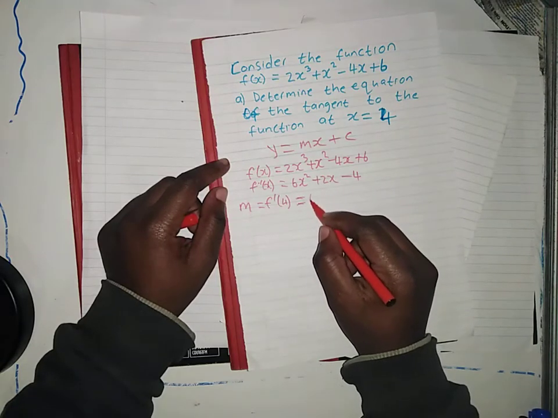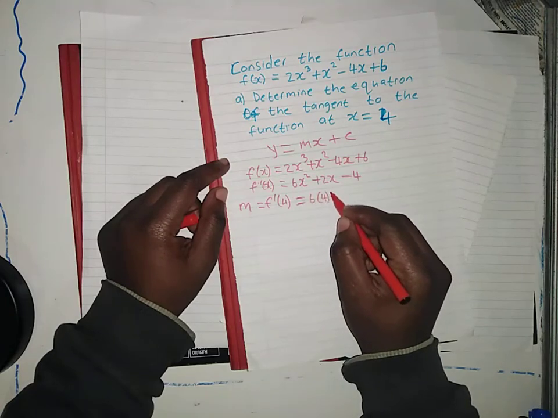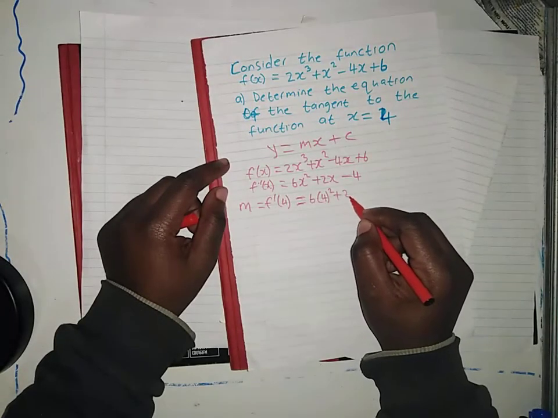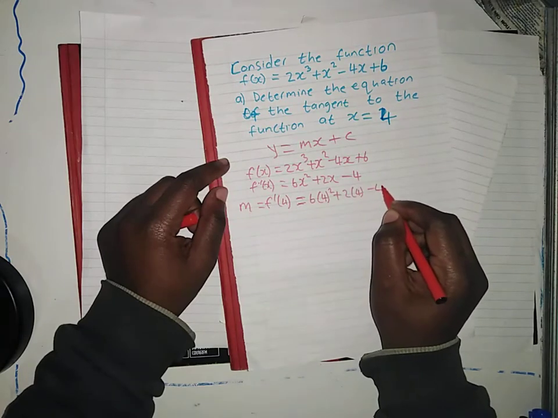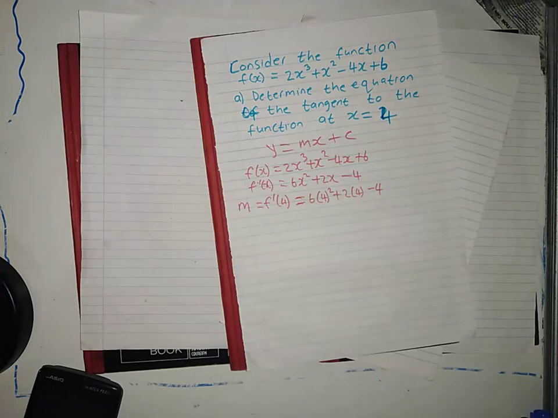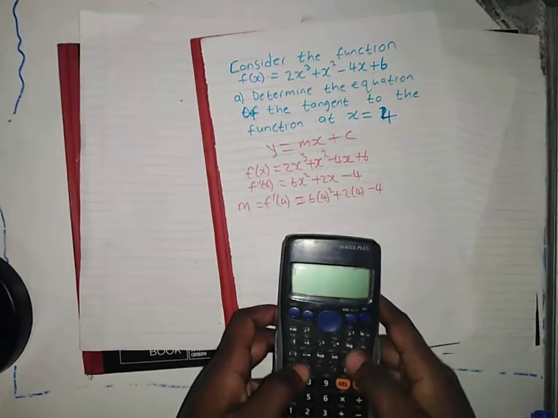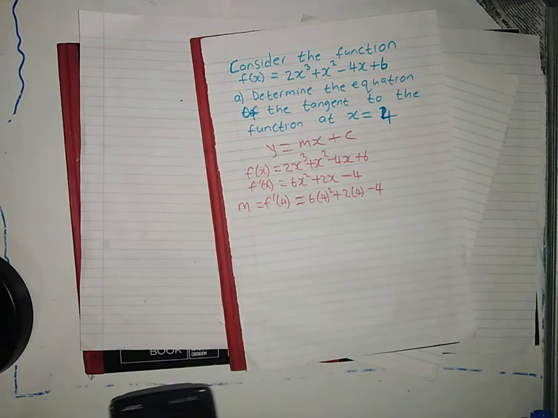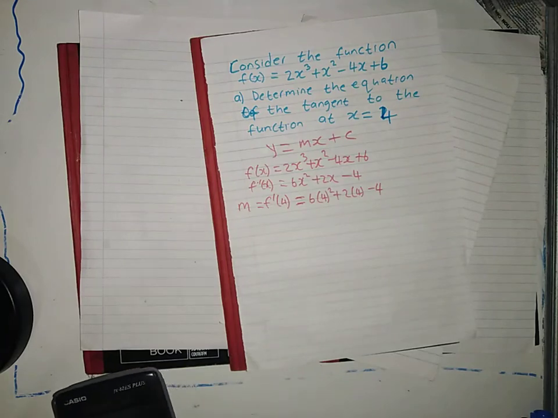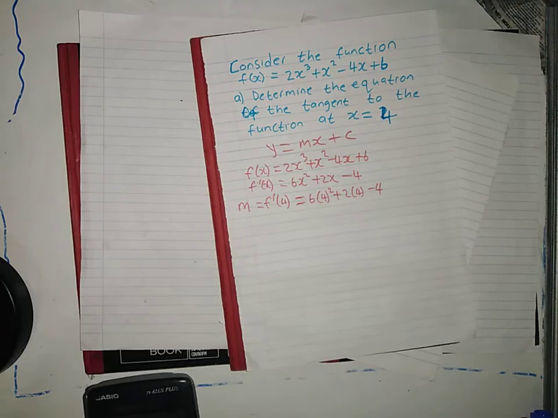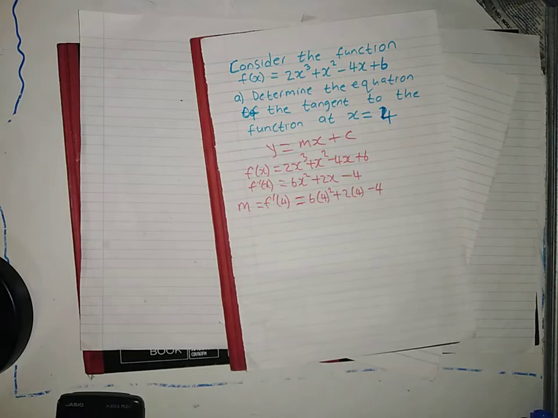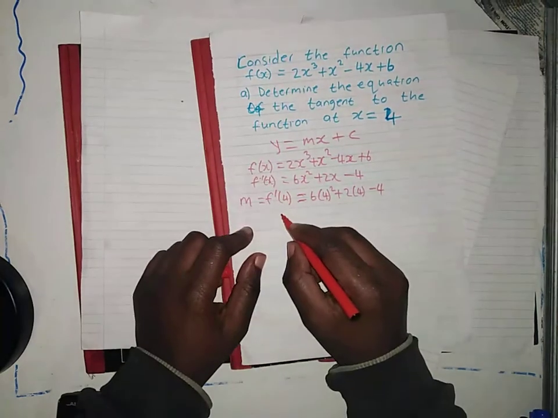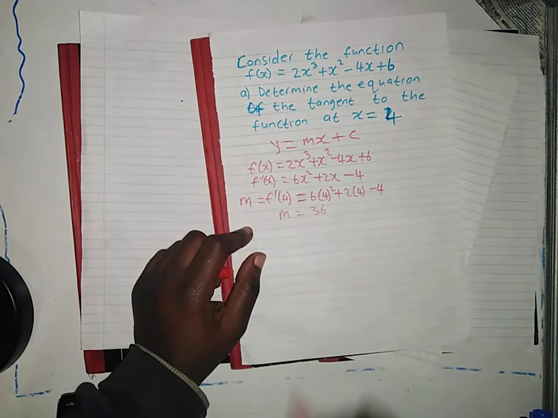Okay, so you could have 6 times 4 squared plus 2 times 4 minus 4. You don't have to worry about this. You can quickly do it on your calculator. Okay, you say 6, you put it exactly as it is, and then what do you get? I'm also lazy to count with my head today. I usually count with my head, and then you get 36. So your m is equal to 36.